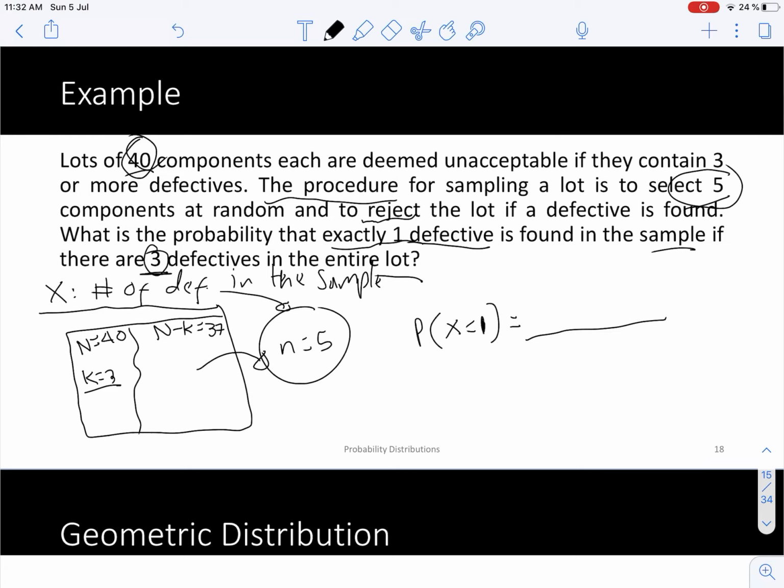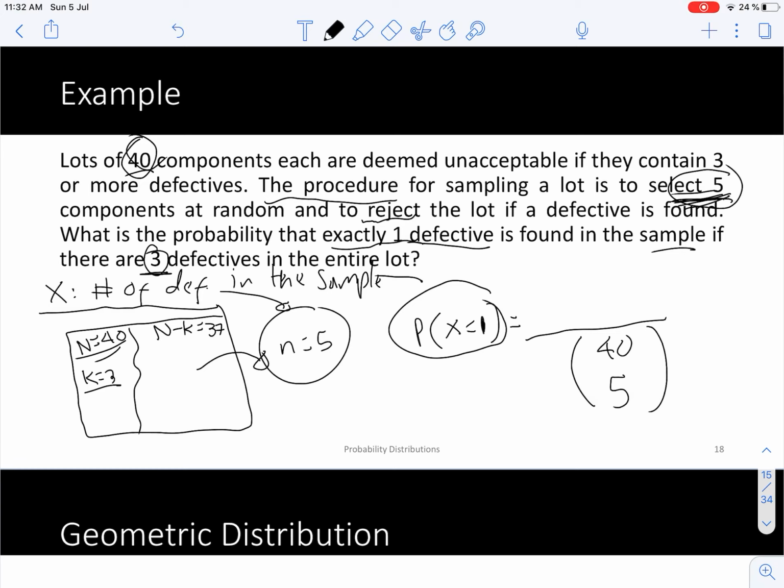Now, let's try to figure out the equation a little bit more without looking at it. So how many possible selections can we get? So how many sample points do we have in the sample space? We know that there are 40 items in total. And how many are selected? The sample size, right? So 40 combination 5 gives us all the possible selections that we may get.